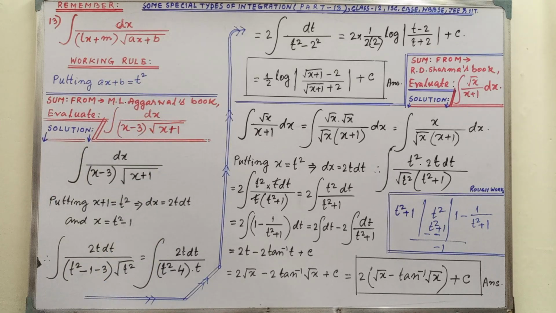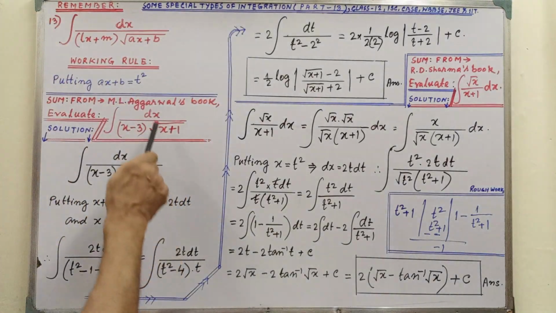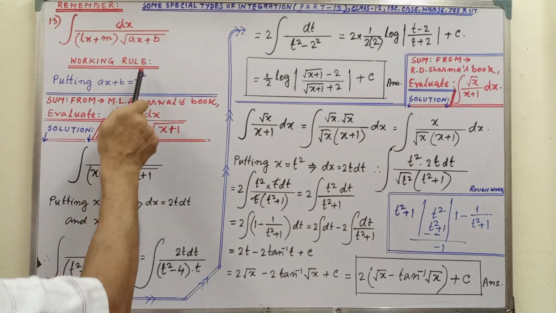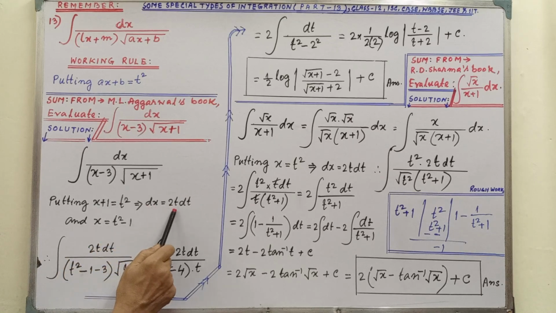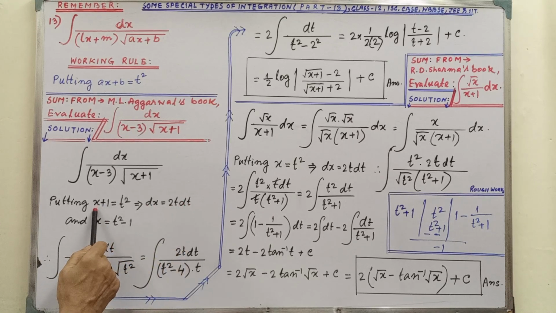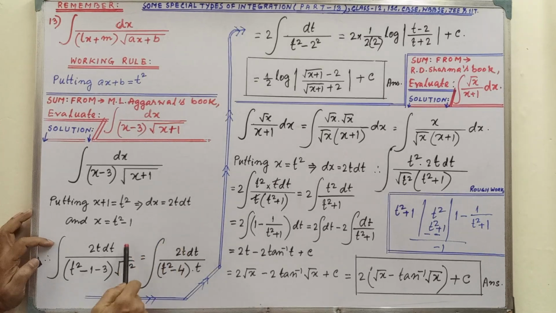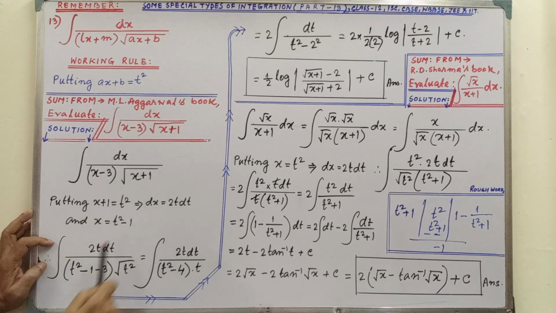Now pay your attention on the solution of one sum, then it will be clear. Sums given from M.L. Agarwal's book. Here also it is written. After writing the sum, we put x plus 1 equal to t square. Now by differentiating, dx equal to 2t dt. Now the value of x is t square minus 1. Now we have to substitute. In place of dx we write 2t dt, and in place of x, t square minus 1, and here is minus 3, so minus 3.